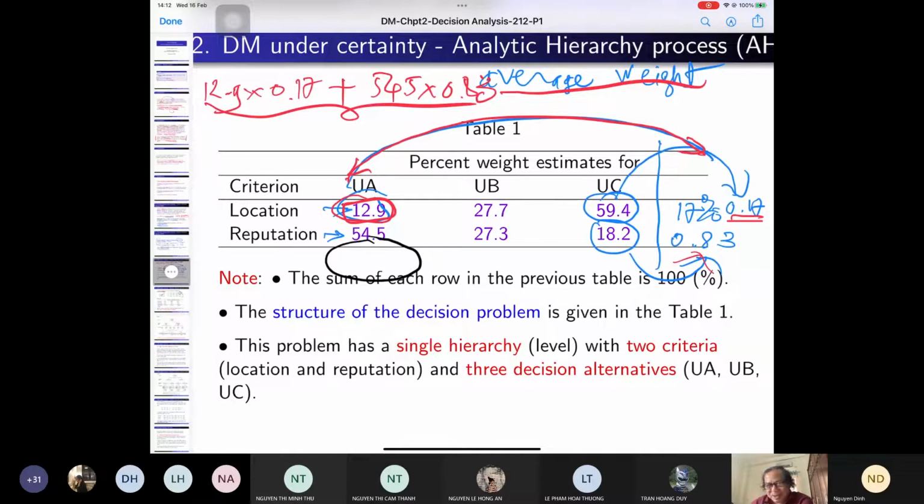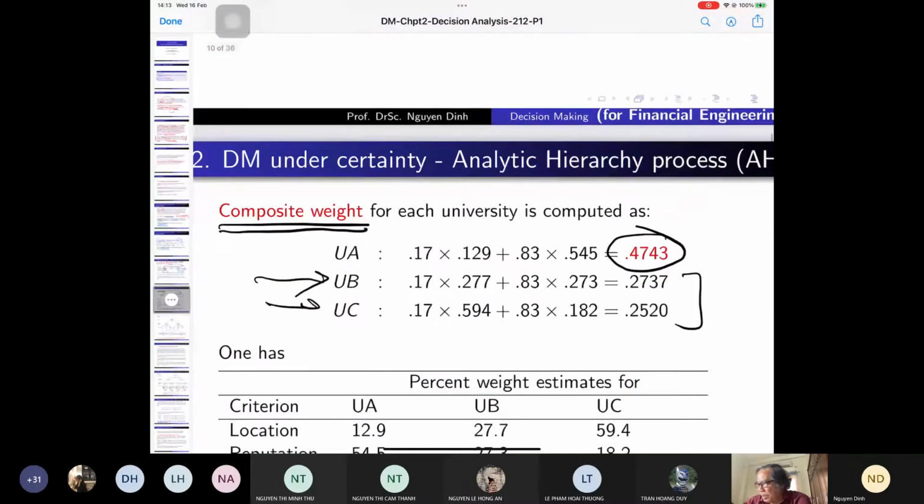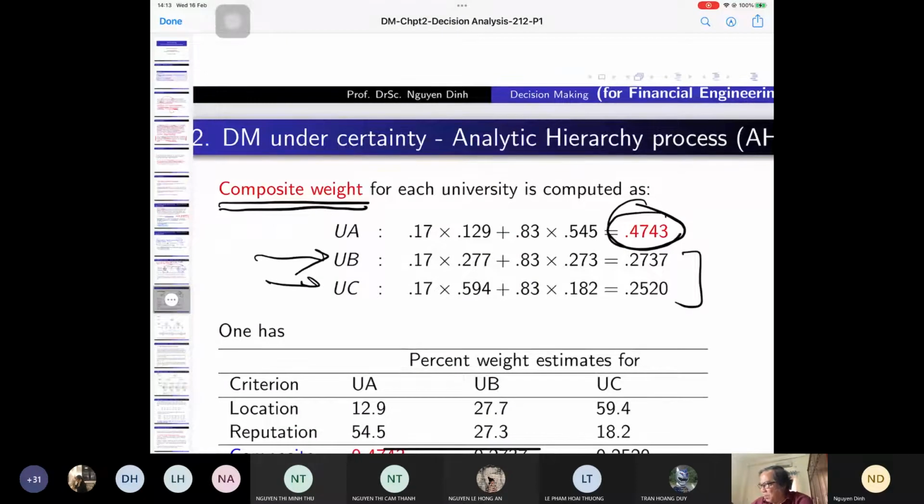The mark of location of this university is this, and the weight in his mind is 0.17. The mark of the reputation is this, and the weight in his mind is 0.83. You sum up this thing, and you compute the composite weight of the three universities, and you will see UA is the highest one. Okay, Cẩm Thanh, thank you, and you get 5 points bonus.